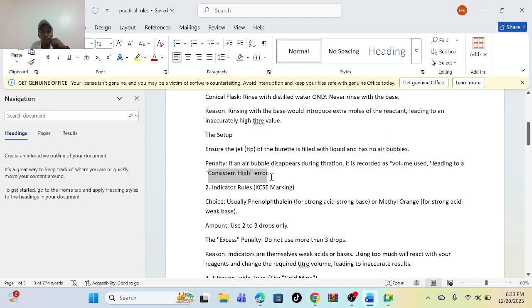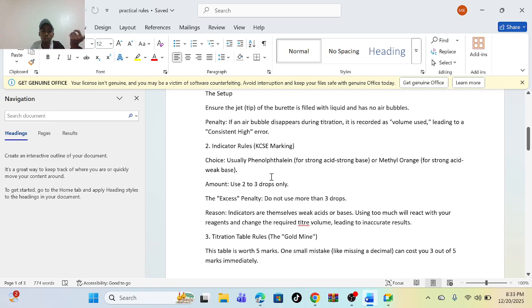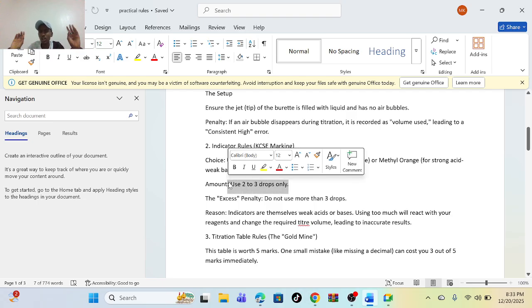For the indicator we use only two: phenolphthalein or methyl orange, for strong acid or weak bases. They will tell you 2 to 3 drops. Please do not exceed. Use 2; if it goes much, use 3.